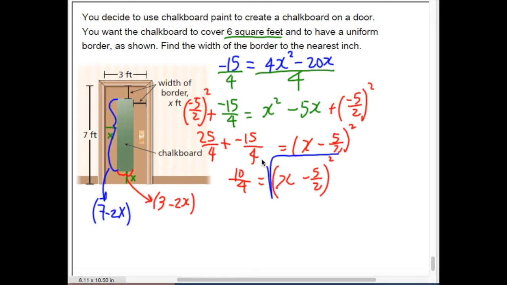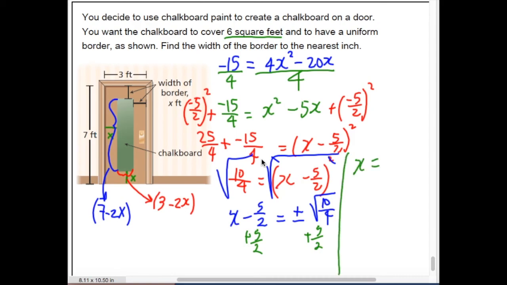Now I'm going to take the square root on both sides. Square and square root cancels out. I have x minus 5 over 2 equals positive and negative square root of 10 over 4. I add 5 over 2 on both sides. X is equal to 5 over 2 plus minus square root of 10 over 4.